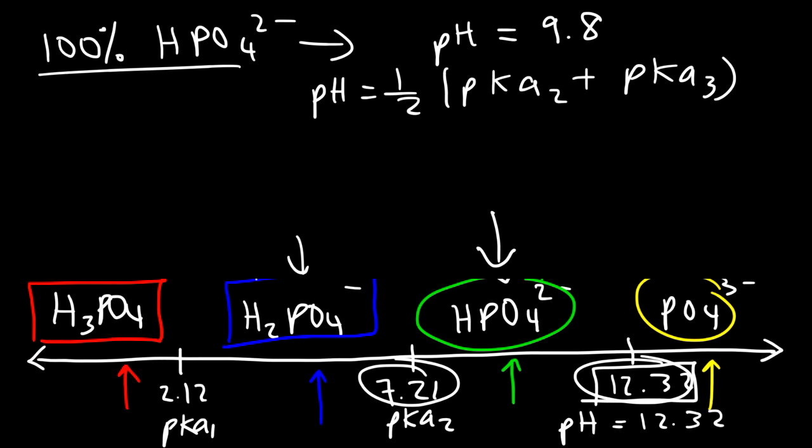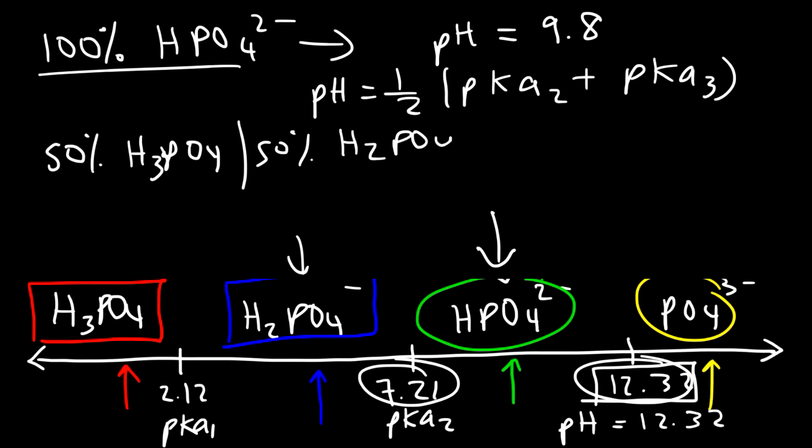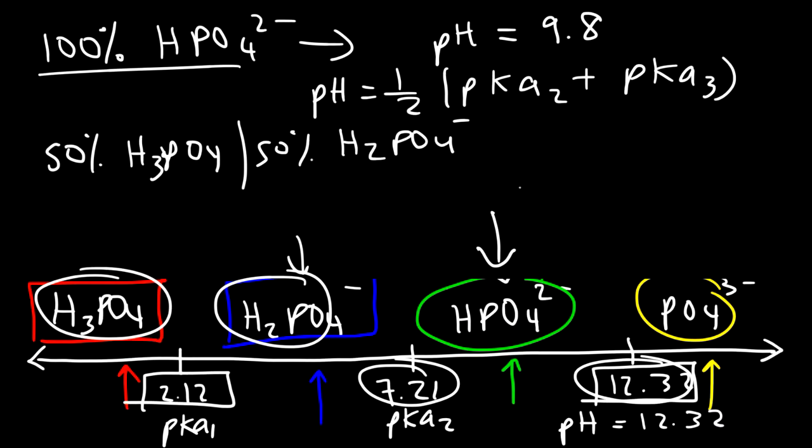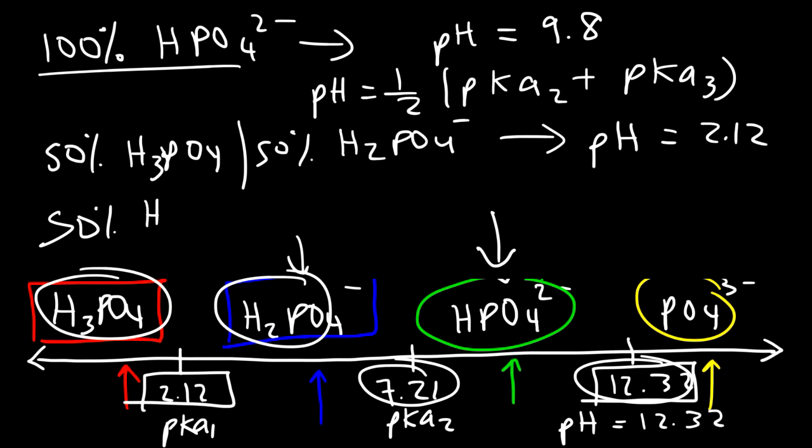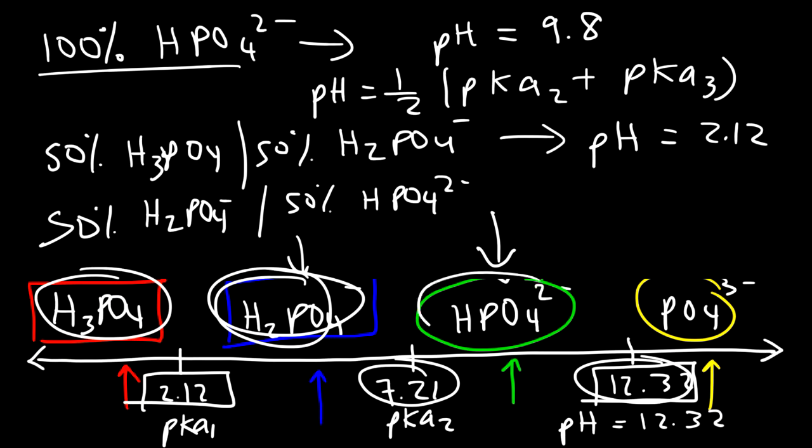Now, let's say we have a buffer solution, 50% is H3PO4 and the other 50% is, let's say, H2PO4 minus. So that's between these two. If we have a 50-50 mixture, the pH is simply equal to the pKa. So in this case, it's going to be 2.12. Now let's say we have a 50% mixture of H2PO4 minus and 50% of HPO4 2 minus, so that's these two, the pH is going to equal this pKa, which is between those two species, so it's going to be 7.21.